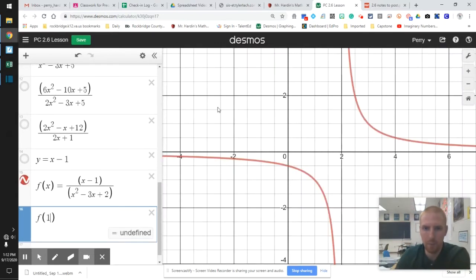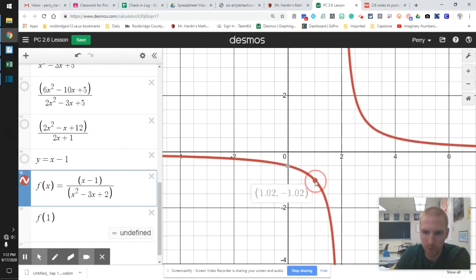Now, the other thing that happened was at 1, we had a hole in the graph. So it should show up undefined if I can get right on it. If I can get it to stay there, it keeps dancing back and forth. So it will show an open circle, but you got to click right on it. It won't stay there. It does say undefined right here.